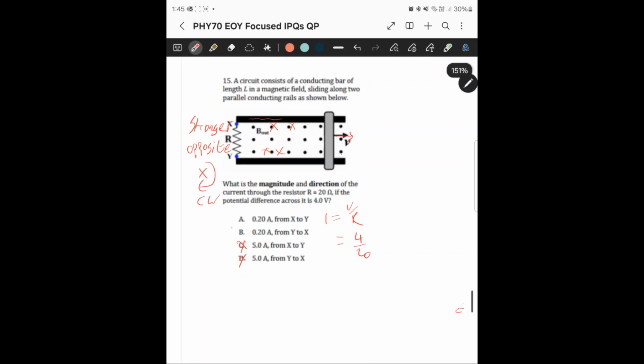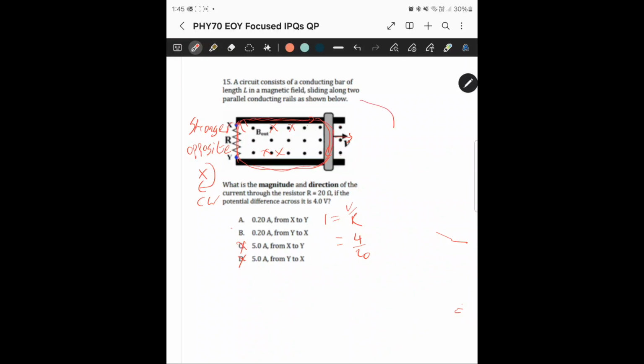So clockwise, I'm going to follow the clock around this way. I'm going in a full circle. And it's going from Y to X. It's going up the resistor, along and down. This is how a clock works, right? That's the way it's doing it. Like that. So that means B is the answer.